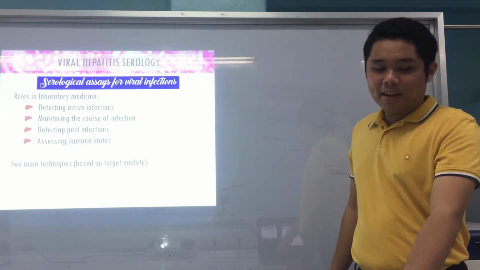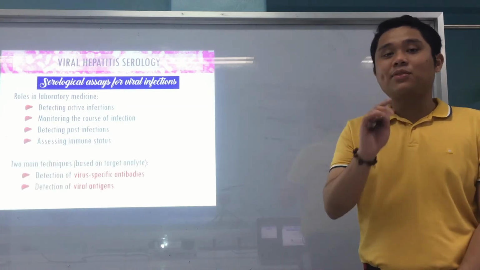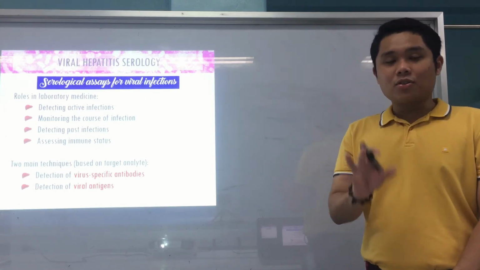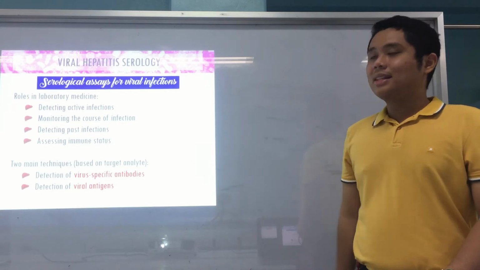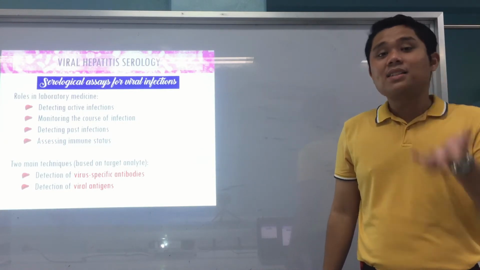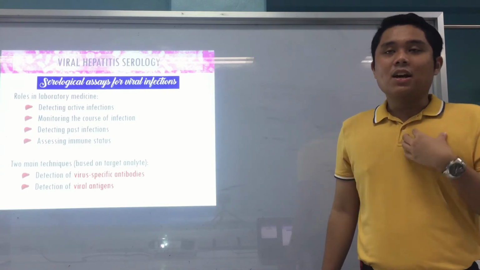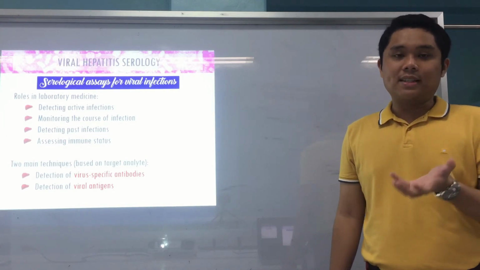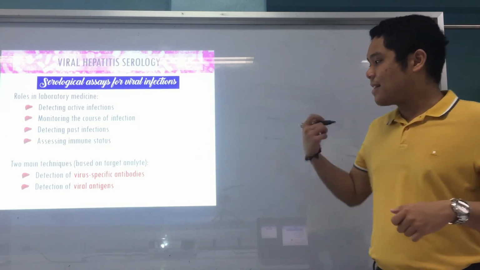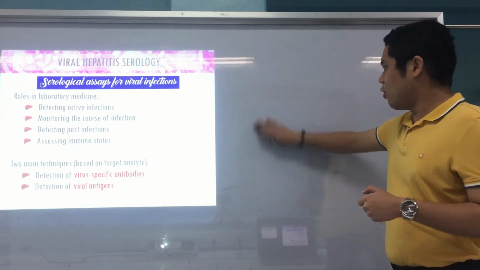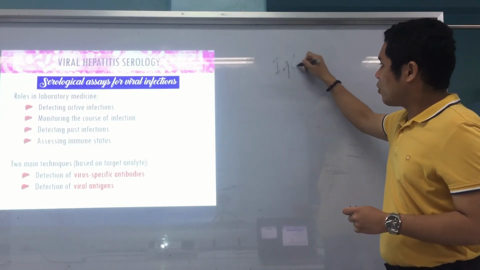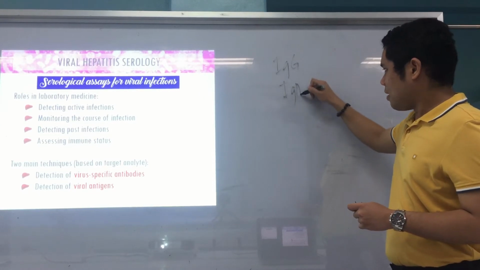Now, there are two main techniques based on your target analyte. Either we detect virus-specific antibodies, which is your host's response to the virus or pathogen, or the second one is detection of viral antigens, meaning antigens from the virus itself that the virus has shed or produced in the system of the patient or host. For virus-specific antibodies, we usually test two antibodies: IgG, of course, and IgM.